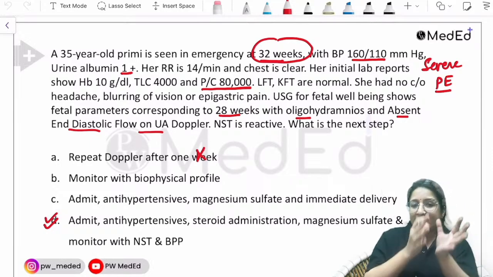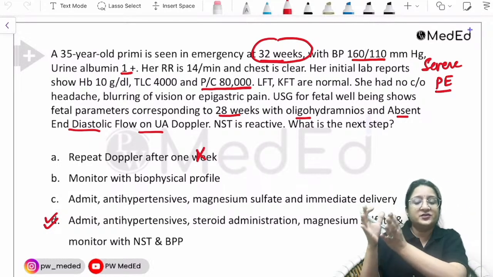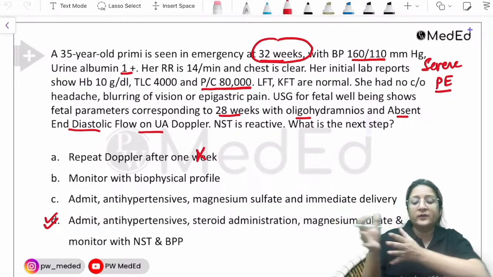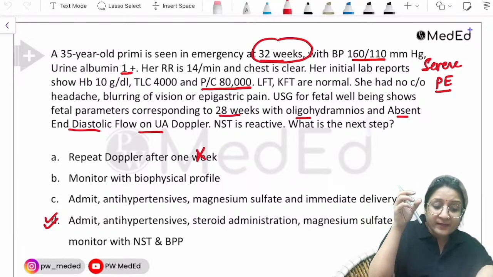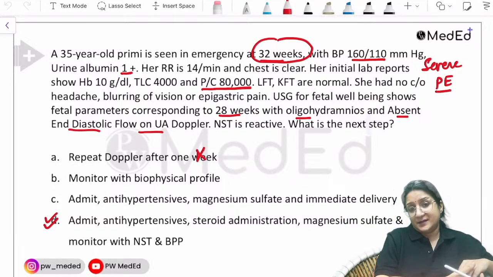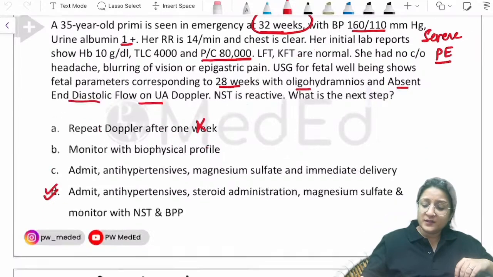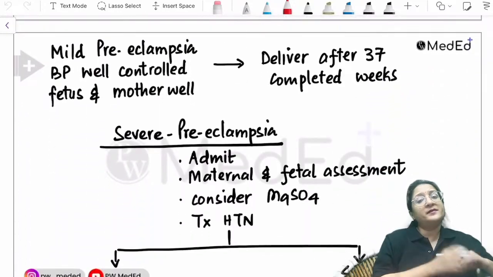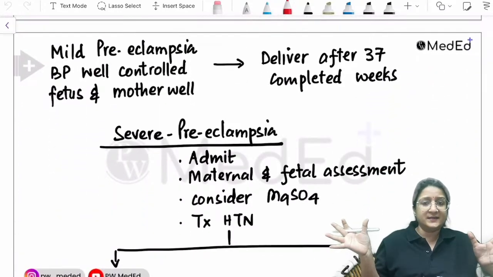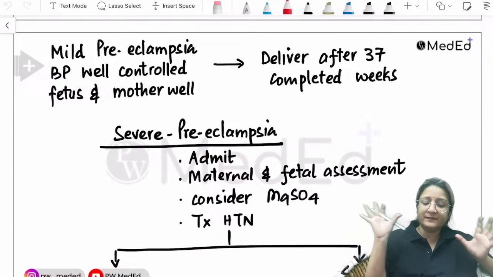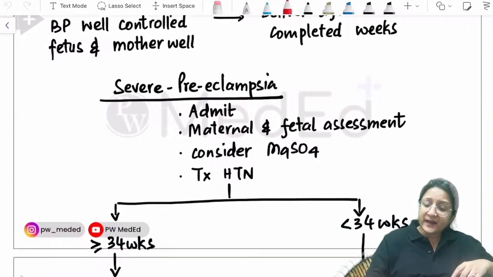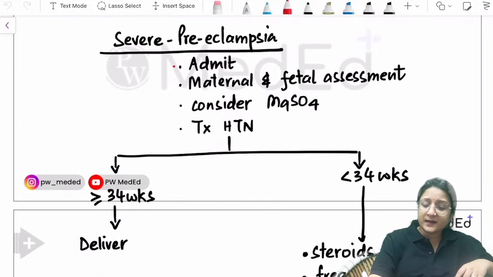So admit, antihypertensive, steroid administration, magnesium sulfate, and monitor with NST and BPP. That's the best choice answer here. Keep that in mind, okay? So to summarize, mild preeclampsia, BP well controlled, we deliver after 37 completed weeks. In a case of severe preeclampsia, we always admit.